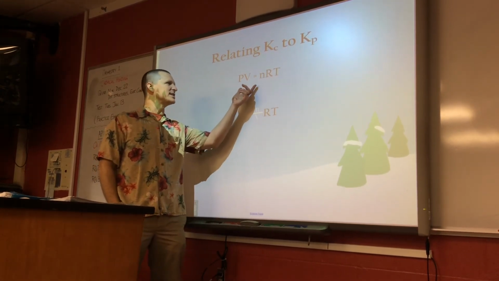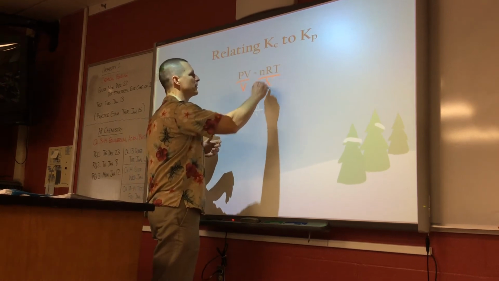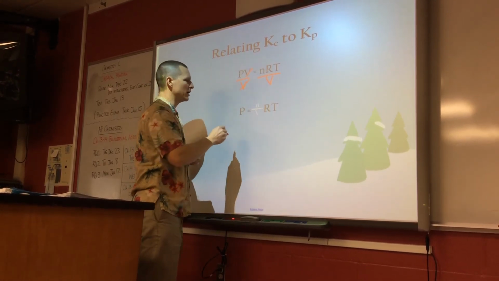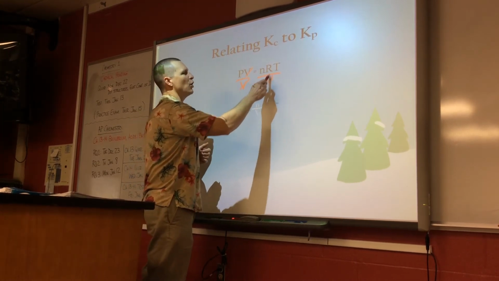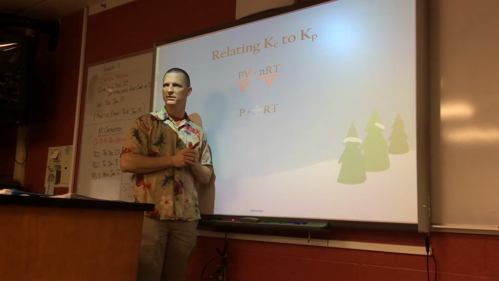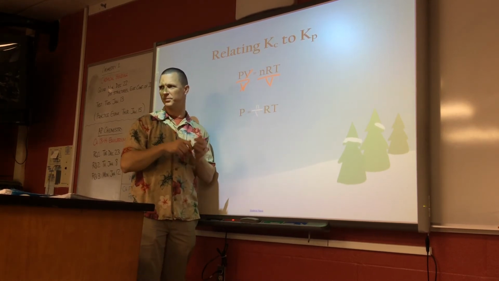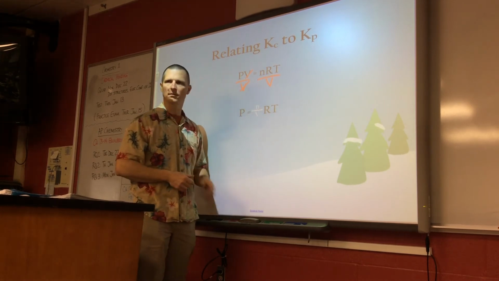PV equals nRT. If I divide out the V, let's go ahead and do that. So the V's cancel out there. So now nRT over V is the same thing as n over V times RT. It doesn't matter what order you multiply and divide in.